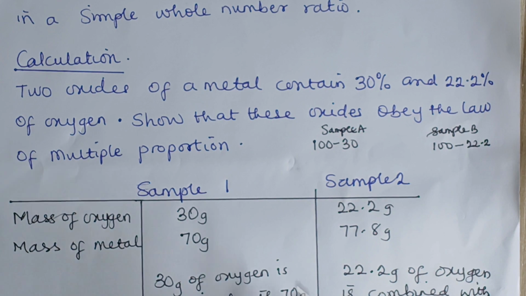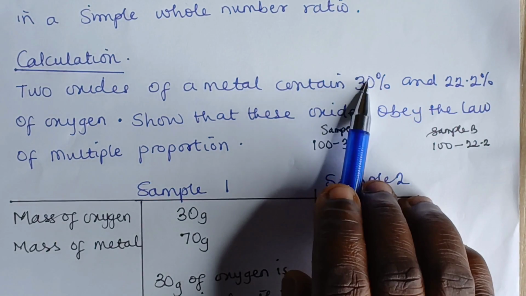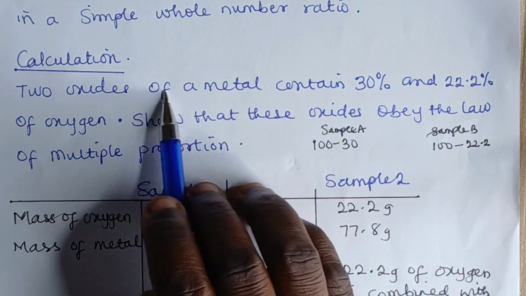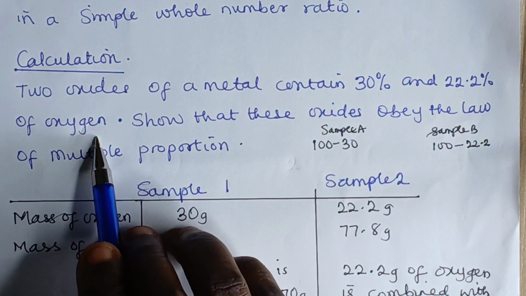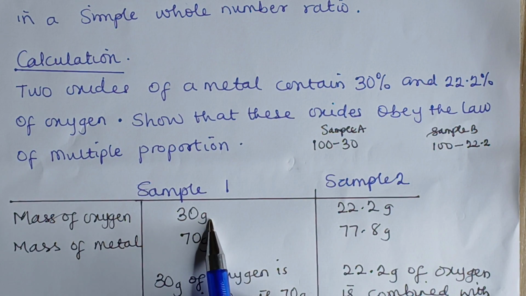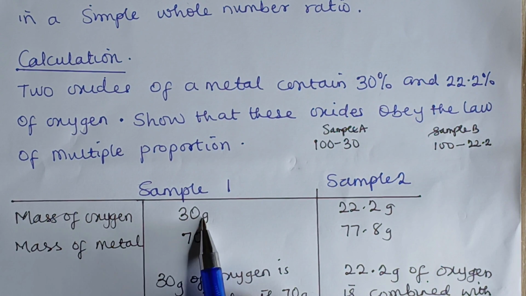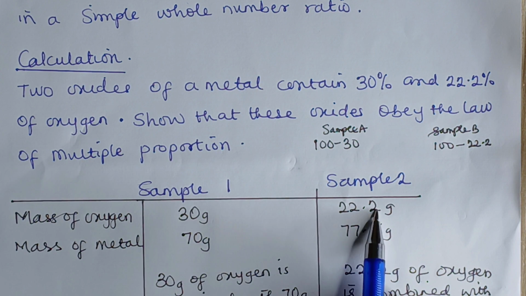So in sample 1, how do we get the mass of oxygen? Because they said two oxides of a metal contain this and this of oxygen, the mass of oxygen in sample 1 is 30. Mass of oxygen in sample 2 is 22.2. So how do we get the mass of the metal itself? Take away 30 from 100, we have 70 for the metal here, which could be copper, and 30 is for oxygen. To get this, you also take away 22.2 from 100, we have 77.8 for the copper.